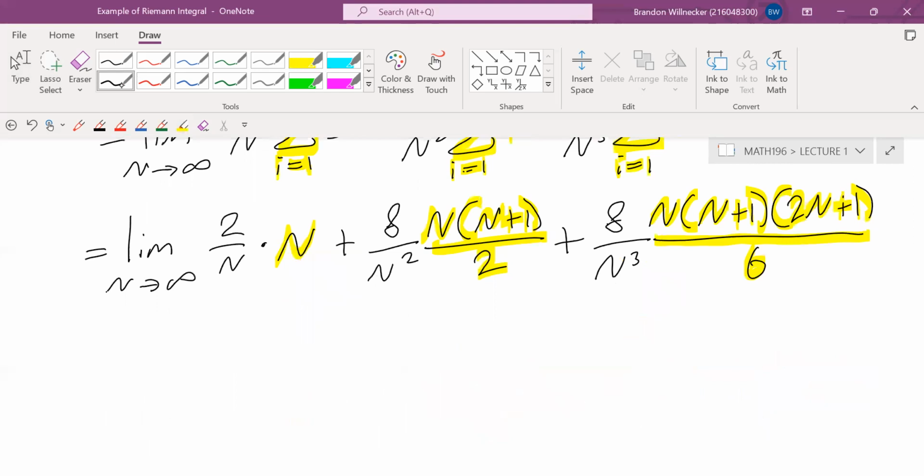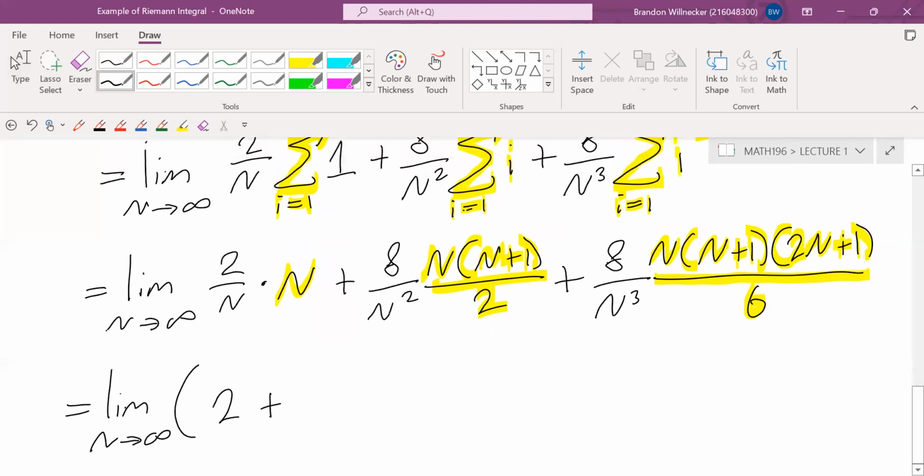Okay, so now we've got a bit of algebra to do to clean this up, and then we can take the limit. So this is going to be the limit as n goes to infinity, 2 over n times n, that's just going to be 2, plus we have 8 over n squared, but there's another 2 in the denominator. So 8 over 2, that's going to become 4 over n squared. And then n times n plus 1, that's going to be n squared plus n.